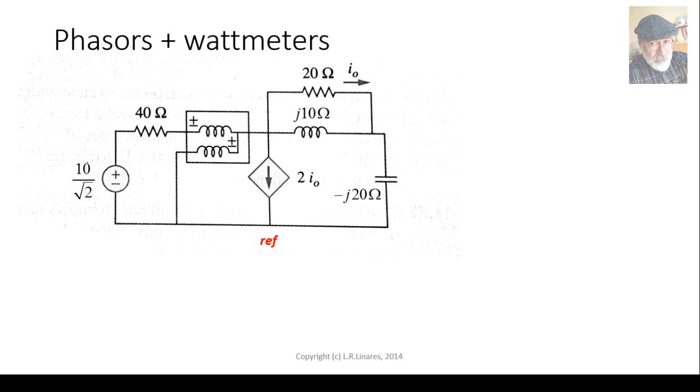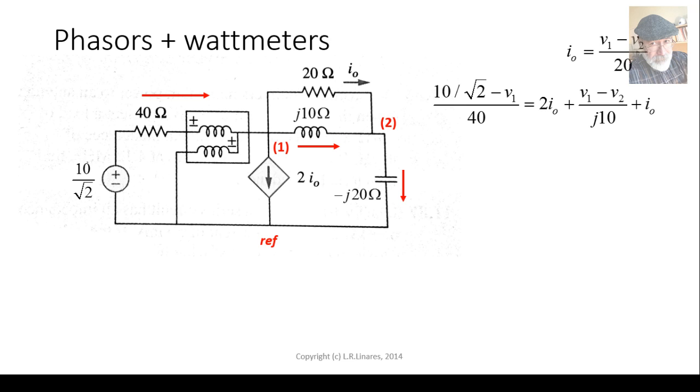Well, we'll choose a reference, node 1 and node 2, and a direction for the current in the 40 ohm resistor. Over here I0 is given, so I will not touch it. We begin writing equations, a CCVS control equation first. I0 is V1 minus V2 over 20, right? And now we write a KCL equation for node 1.